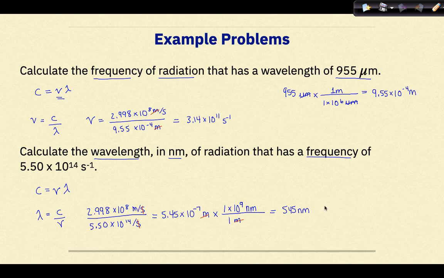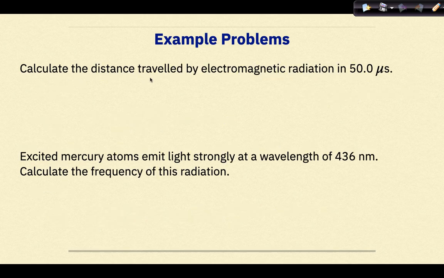Let's do some more practice. Calculate the distance traveled by electromagnetic radiation in 50 microseconds. In order to do this, I need to take the time in seconds and multiply it by the velocity, which will be in meters over seconds, otherwise known as our speed of light, and that will give us our distance in meters.